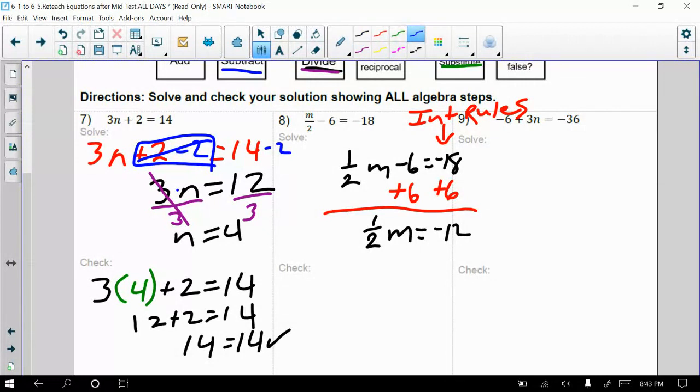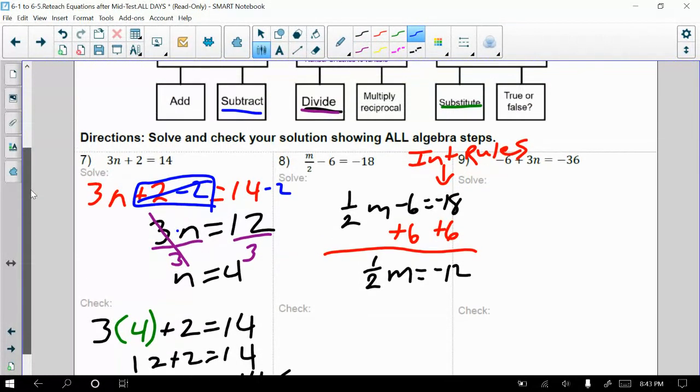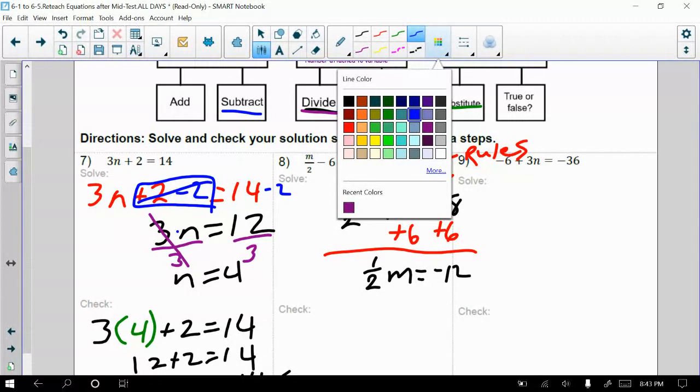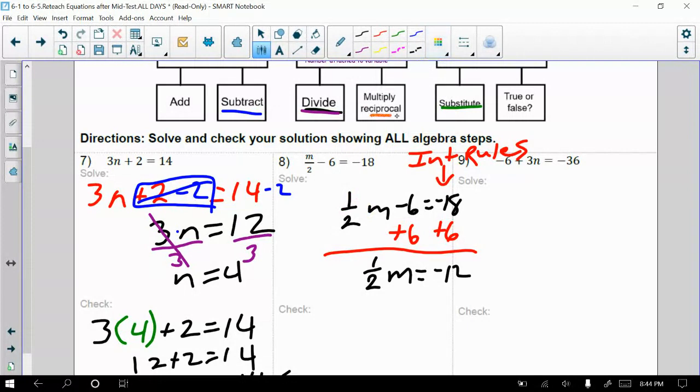Okay, next I want to get rid of this half. That is where you come in and you multiply by the reciprocal. Let's see, what colors have we not used? Let's choose orange. Okay, so multiplying by the reciprocal. That means I am flipping the fraction to multiply. So we can't divide by fractions. It is really after you try dividing, basically just multiplying the number. Okay, so my 2's cancel, and I get m equals negative 24.